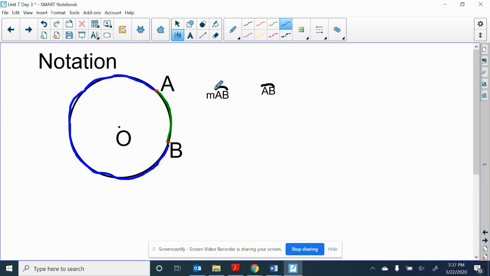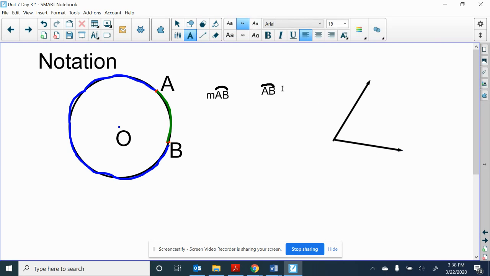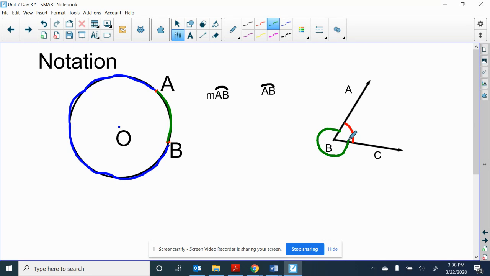If I said arc AB, how do we know which one I'm talking about? Well, if you think back to when we were looking at angles, if I gave you an angle like this and said, okay, there's A, there's B, there's C, and I said angle ABC, you guys would instinctively know that I meant this angle ABC and not the reflex angle ABC going in the other direction. And how do you know that? Well, I guess it's a little bit of intuition, but that's just the common way of thinking. Angle ABC is the smaller ABC. So if I say arc AB, I do mean the minor arc.